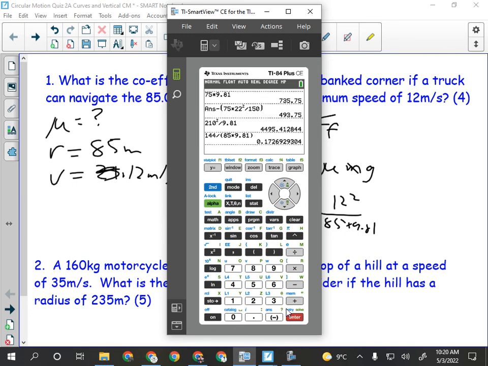All right, so our coefficient of friction is quite small, actually. This is a fairly slippery corner. 0.17 is our mu. No units on that, and only 2 significant digits.